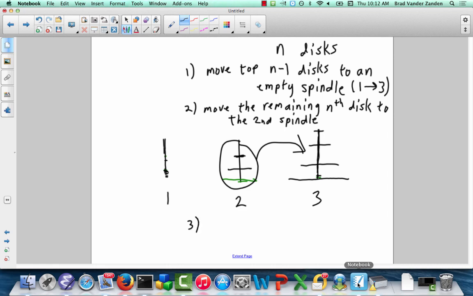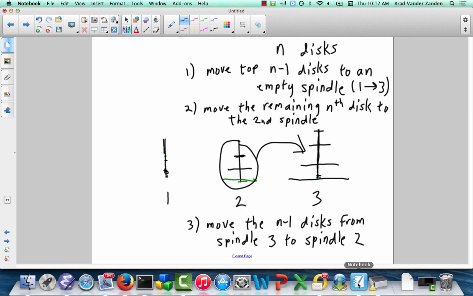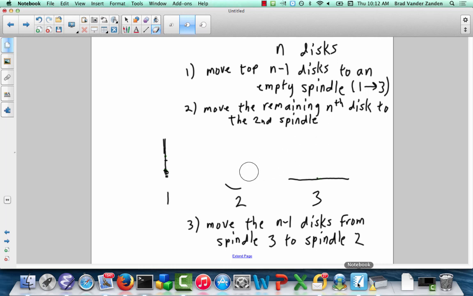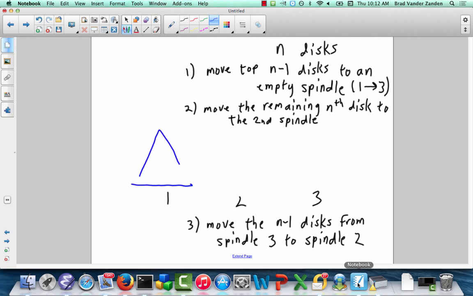And finally, step 3 will move the n minus 1 disks from spindle 3 to spindle 2. So it's a recursive solution. We first solve the problem with n-1 disks. Once we've solved it with n-1 disks, so conceptually, we start with n-1 disks, and here's disk n.